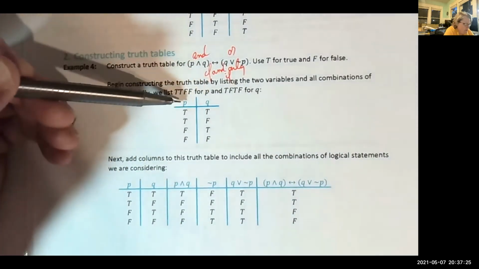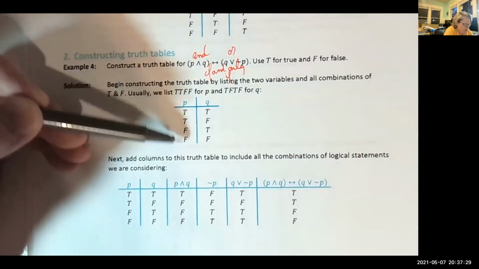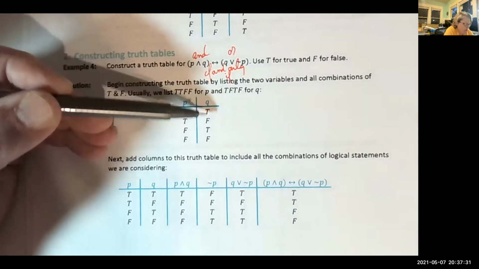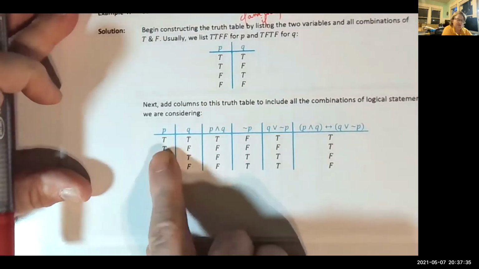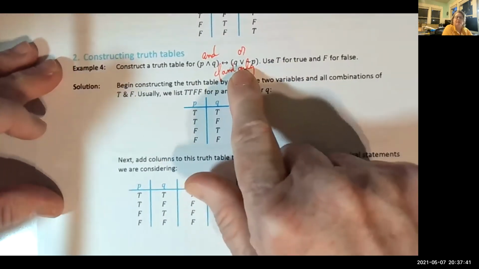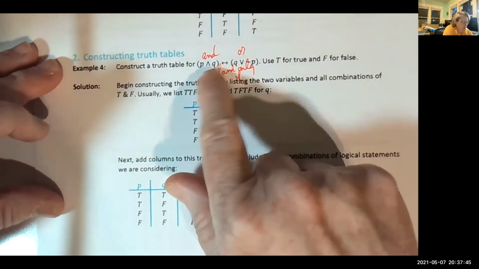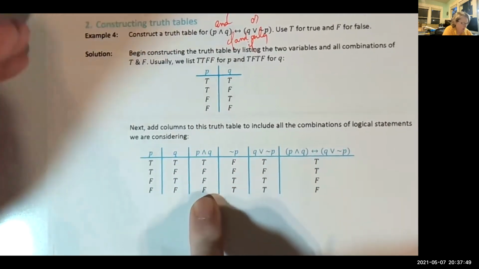If we just have two variables, we do true, true, false, false for the first one, and we alternate for the second, true, false, true, false. That gives us our first two columns. Now we want to see, where are we trying to go? I know that one of the things I need is P and Q. So that's my next column.